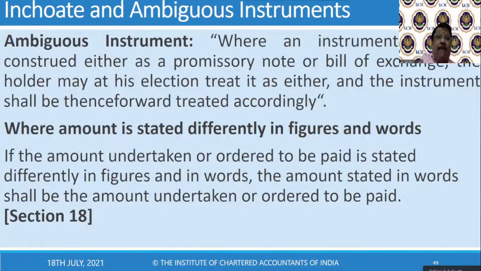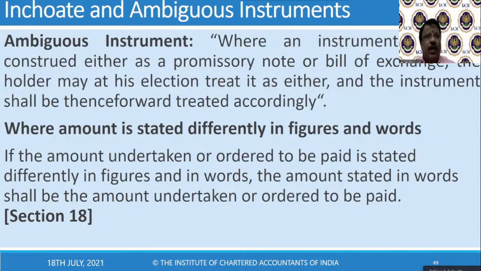Ambiguous instrument. What is the meaning of the word ambiguous? Ambiguous means whether it's this or that. So is it a bird or is it an animal? Like that. We don't know what it is. It can be seen both as a promissory note or a bill of exchange. Where an instrument may be construed, construed means understood, either as a promissory note or a bill of exchange, the holder, there is a guy who's got it, the payee or the endorsee, may at his election, on his choice, treat it as either.